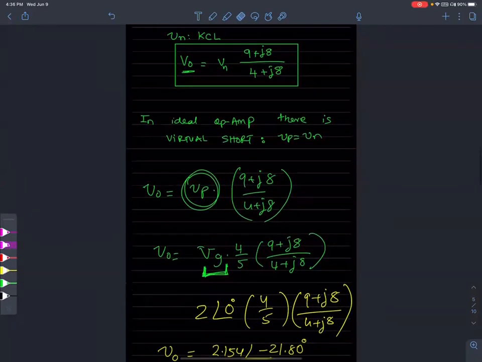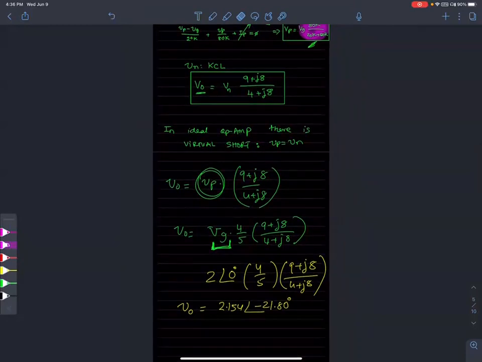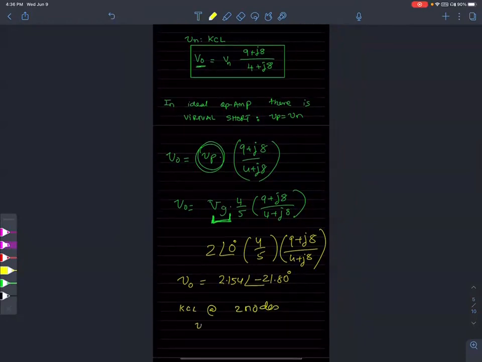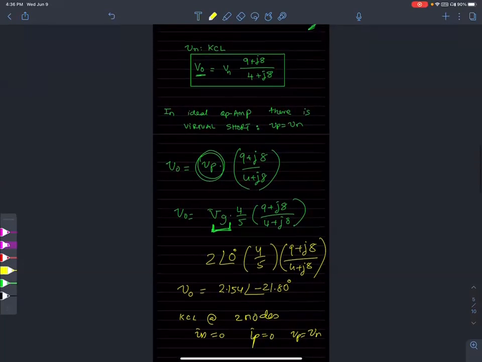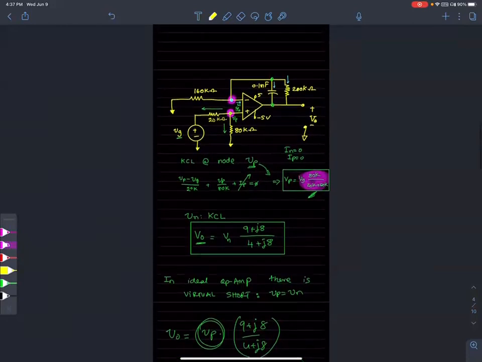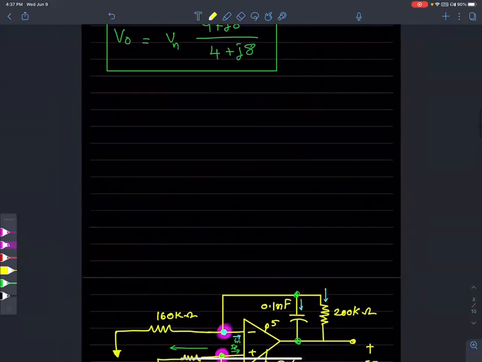Questions about this, please? So the simple solution here is to set up KCL at two nodes, IN equals 0, IP equals 0, VP equals VN, okay? And the rest is mathematical simplification. Questions? Okay, if you don't have questions, maybe I have questions for you.